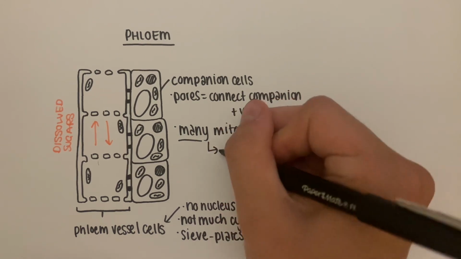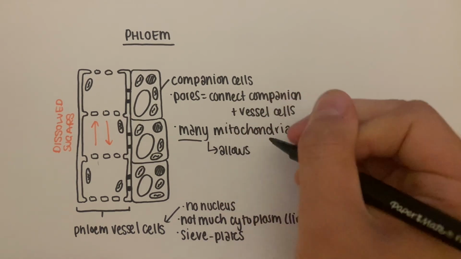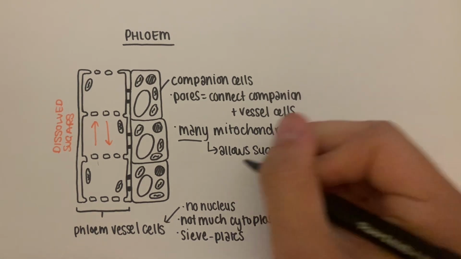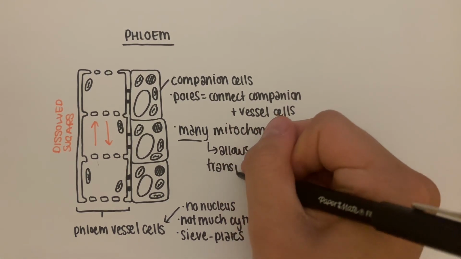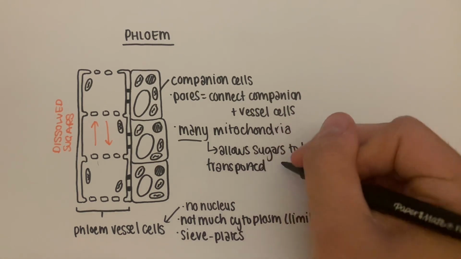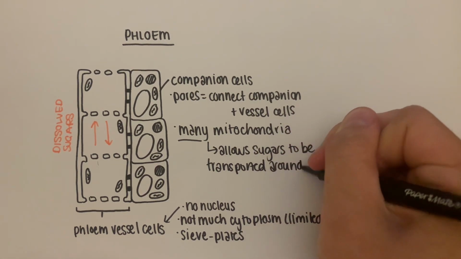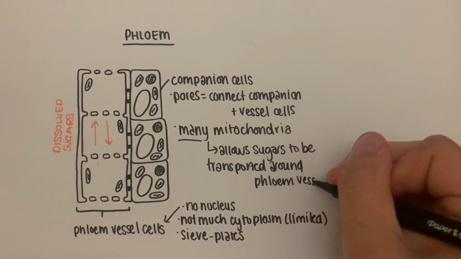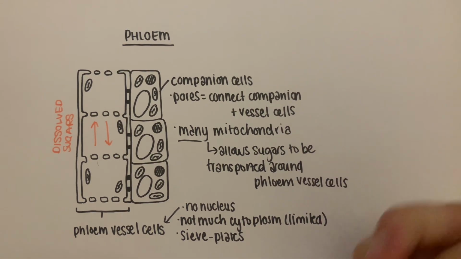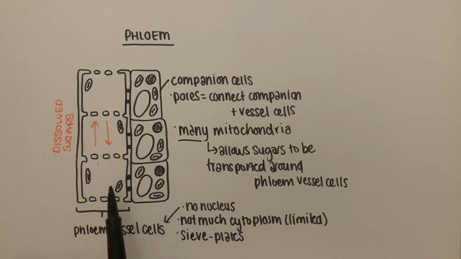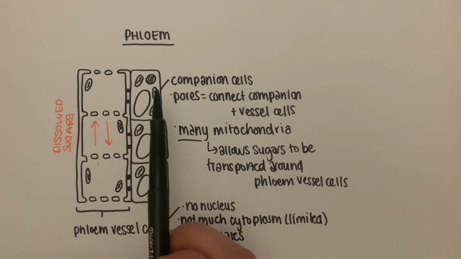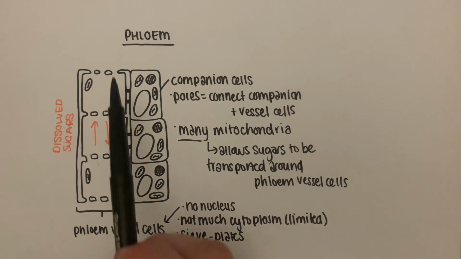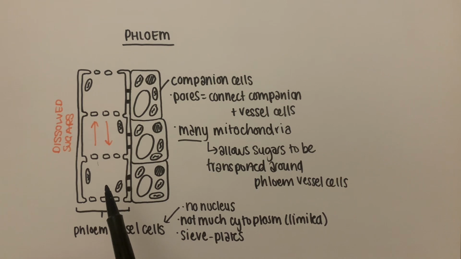So the many mitochondria allow sugars to be transported around phloem vessel cells. So they don't actually get transported around here, they get transported up the phloem vessel cells, and the companion cells actually provide the energy for phloem vessel cells to transport these dissolved sugars around the plant.